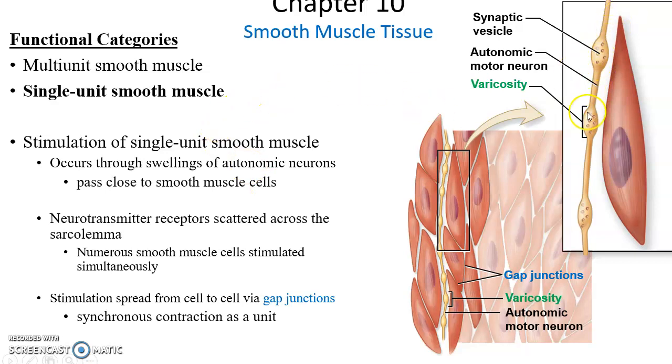So basically, like I said, here is the neuron. It has synaptic vesicles within these varicosities that will release the neurotransmitter that will lead to the contraction. So it releases the acetylcholine. And then slowly through gap junctions, it'll spread to the other smooth muscle cells to get the entire tissue contracting. And that is it for this chapter.